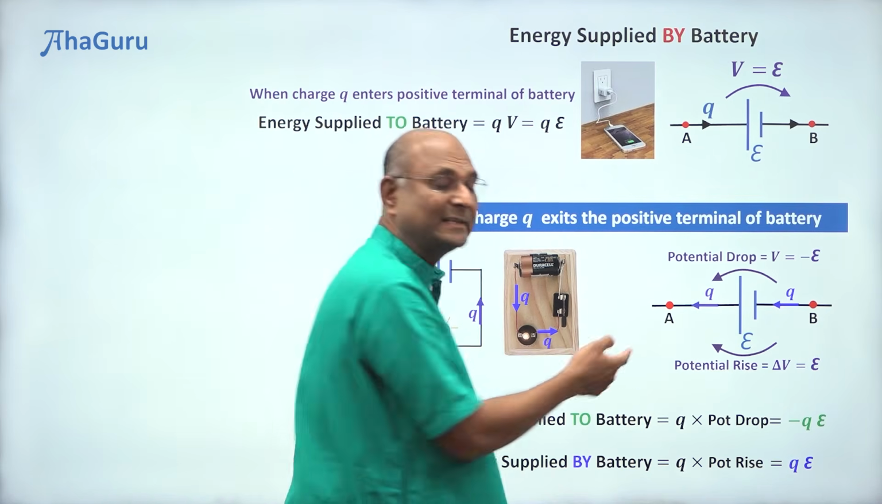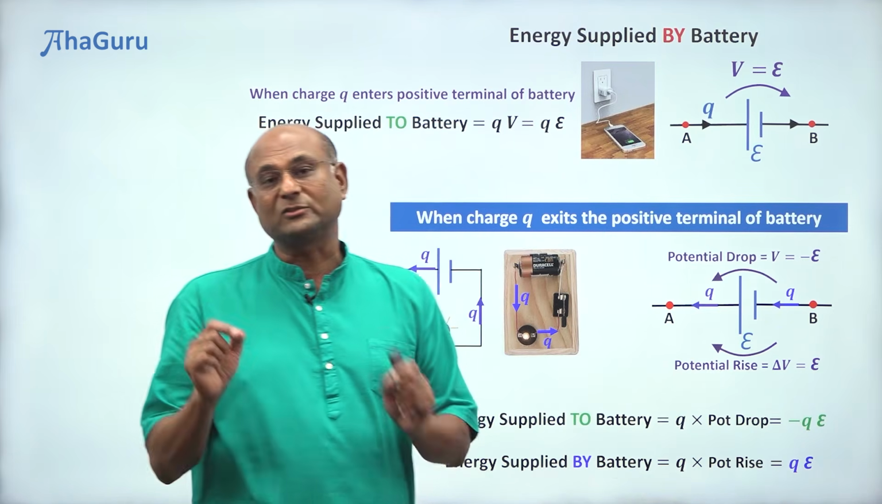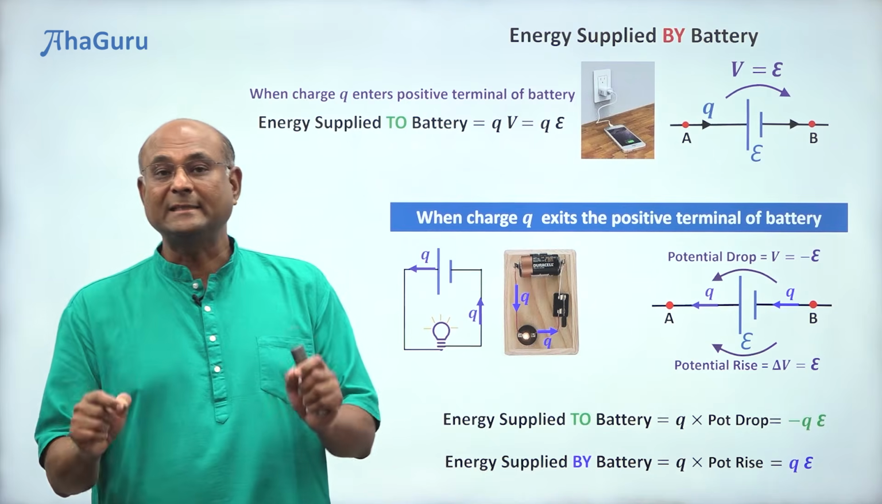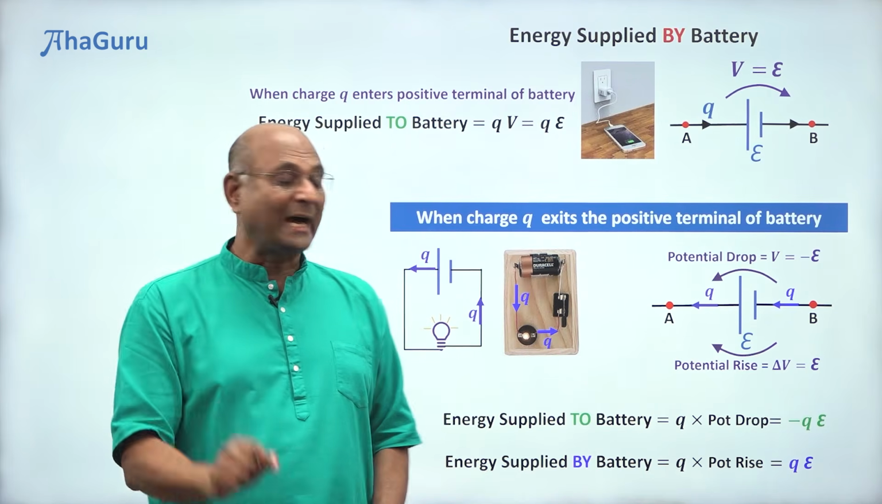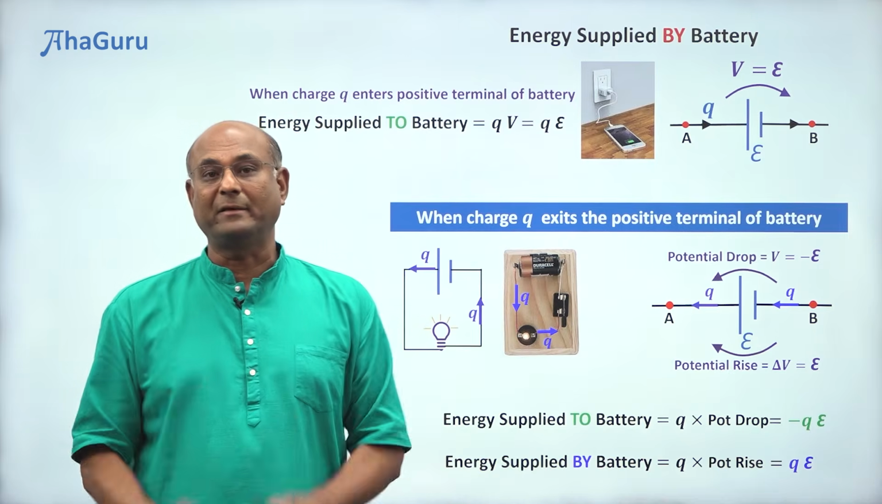Clearly, obviously, because energy supplied to the battery is minus QE, so this is the opposite of that. So it is Q times E. So this is the formula that I'm going to use every time. Energy supplied by the battery is charge times the potential rise, Q times the EMF.